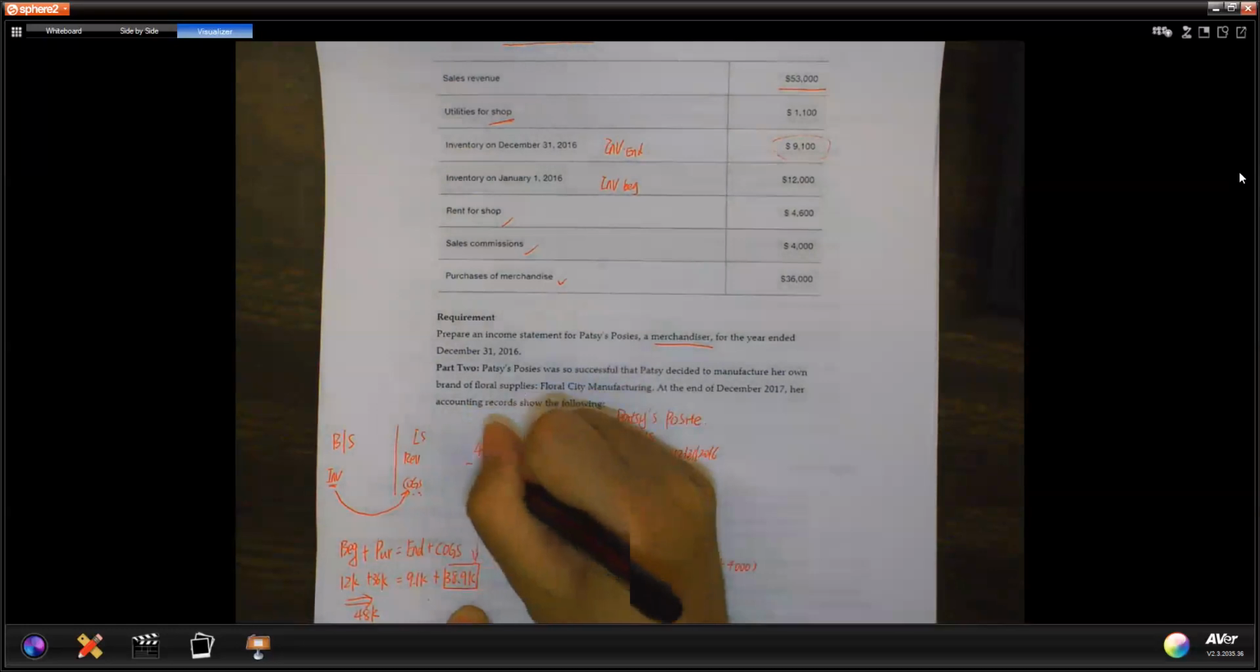So which is 38.9 thousand. So how do you calculate? It's 48,000 subtract 9.1 thousand. So that gives you cost of goods sold.